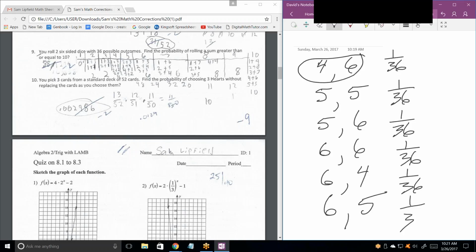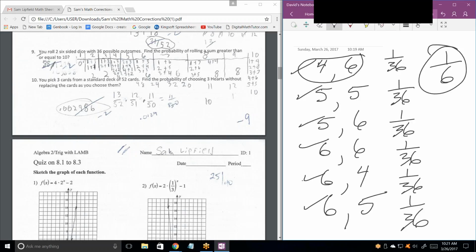And now, since we're saying I can have this or that or that or that or that or that, we're going to add these 6 fractions together and we get 6/36, which becomes 1/6. Okay? Sounds good. Number 10.